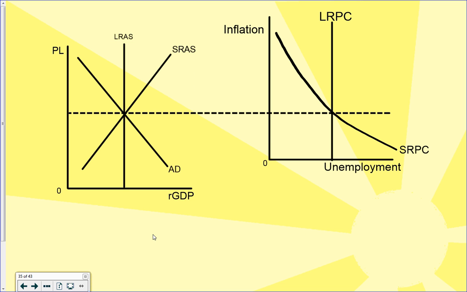Cost push inflation is when aggregate supply shifts to the left, raising prices and lowering your GDP. Prices go up and GDP goes down. It's worse than a recession because it's like you lost your job and things are more expensive. That sucks.